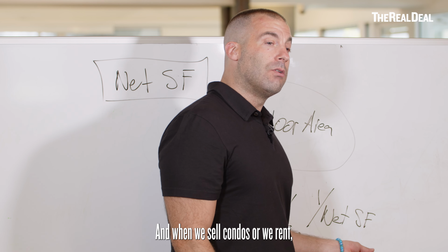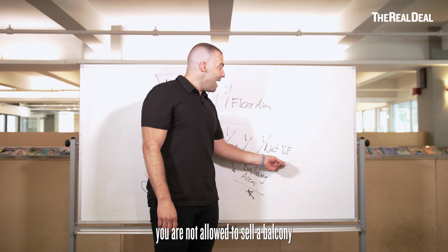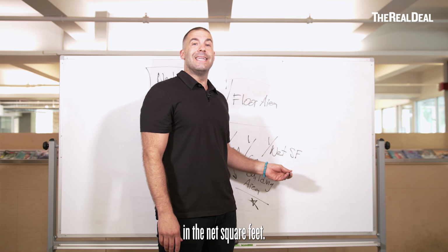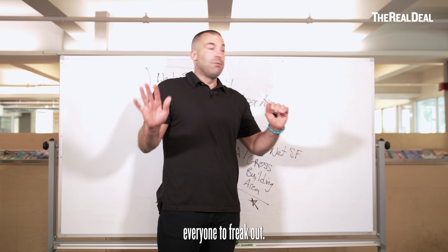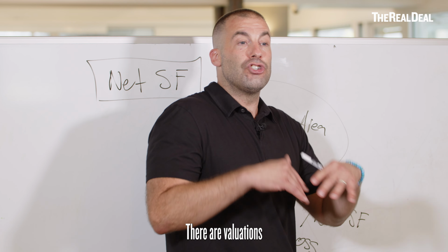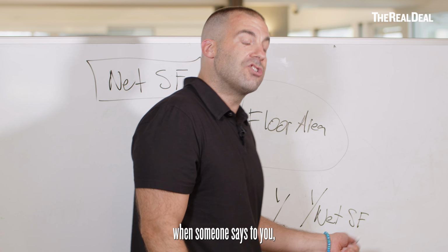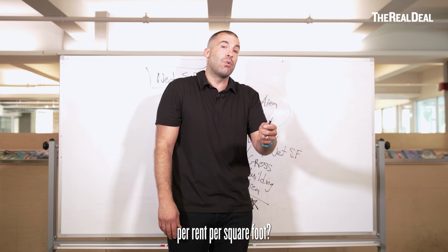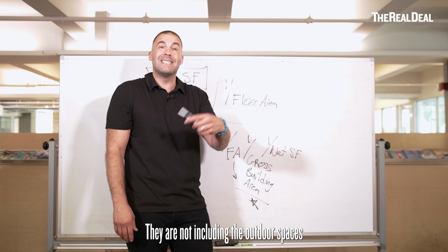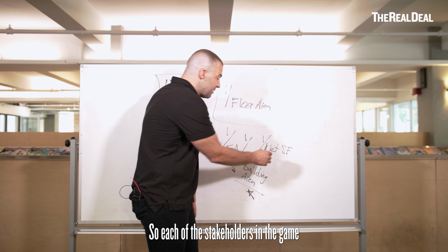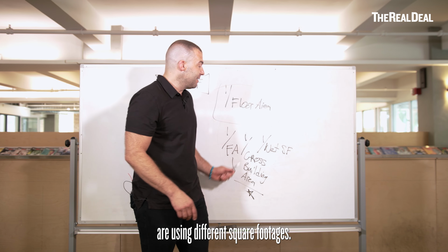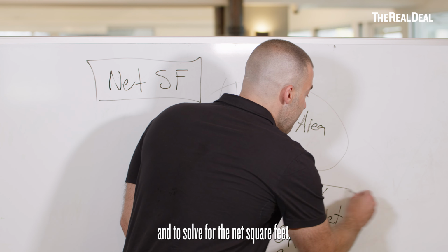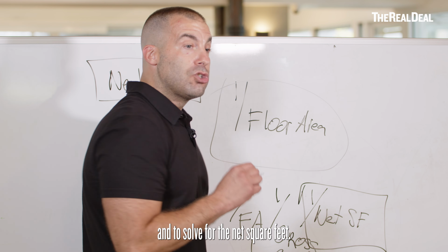And when we sell condos or we rent, you are not allowed to sell a balcony separate from a unit, so it's not included in the net square feet. Now, I don't want everyone to freak out. There are valuations to that outdoor space. But when someone says to you, what did you pay per square foot, or what are you paying in rent per square foot, they are not including the outdoor spaces in that calculation. So each of the stakeholders in the game are using different square footages, and it's your responsibility to find out and to solve for the net square feet.